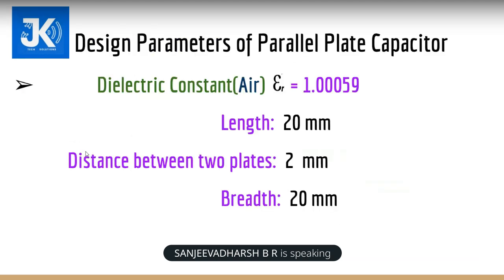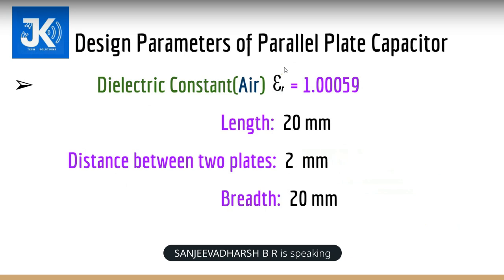Next, we need some design parameters for designing a parallel plate capacitor. Here, I am going to take the dielectric constant value of air as 1.000059. Here I am taking the dielectric material as air, and the length of the dielectric as well as the plate is 20 millimeter. The distance between the two plates can also be said as the height of the dielectric material. It is 2 millimeter, and the breadth of the dielectric or the metal plates is 20 millimeter. So these are the design parameters I have taken for designing a parallel plate capacitor.